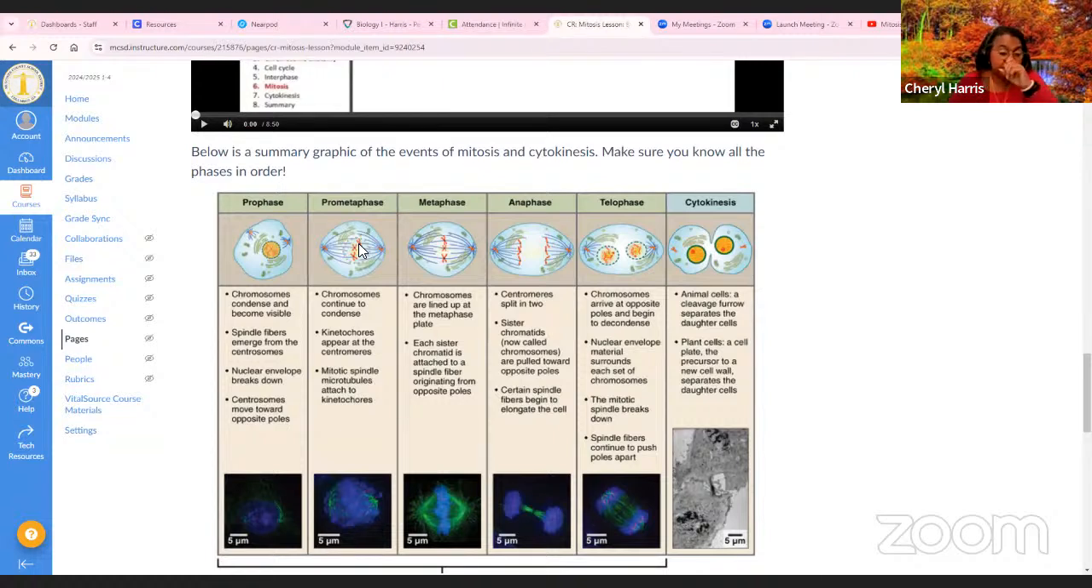Okay, so take a few minutes to look at that, reread each one, look at the picture, see what's happening. Because again, you do need to know what is happening in each phase. You do need to be able to recognize each phase. If I mix them all up, you need to be able to put them back in order.